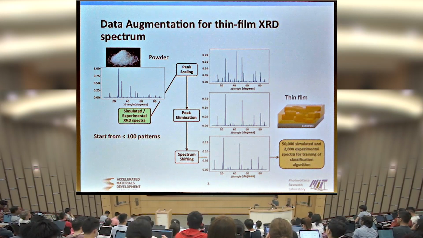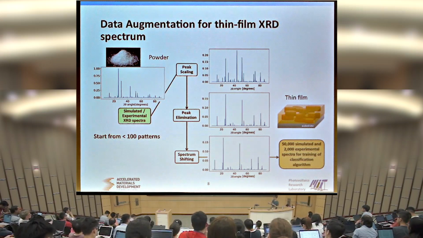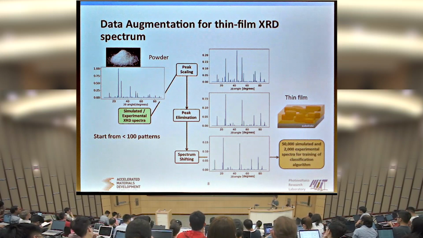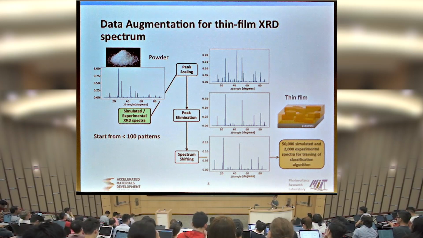So what we did is we applied 3 layers, the first of which is called peak scaling. It simply scales the peaks randomly, with a periodicity in the filter, and also peak elimination. And lastly is the spectrum shifting. By doing that, you can augment your data from around 200 to 1,000 or tens of thousands. And then you have sufficient data to train your neural network.